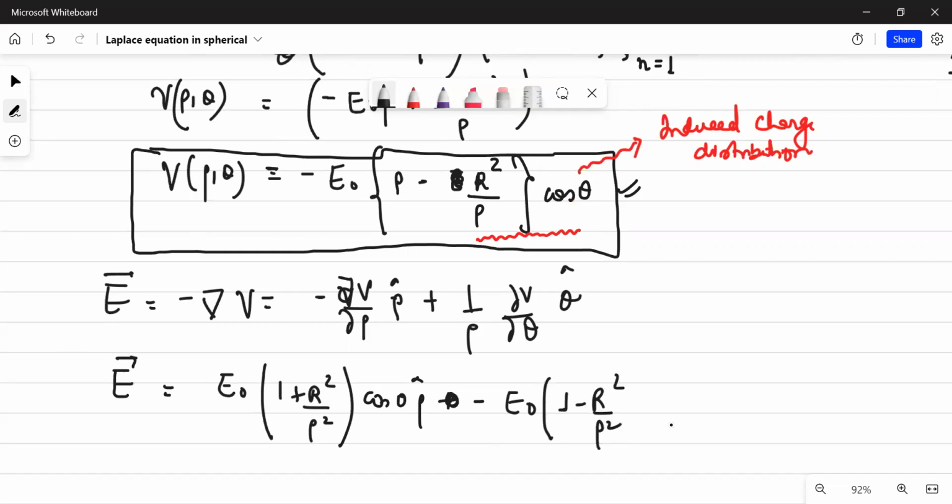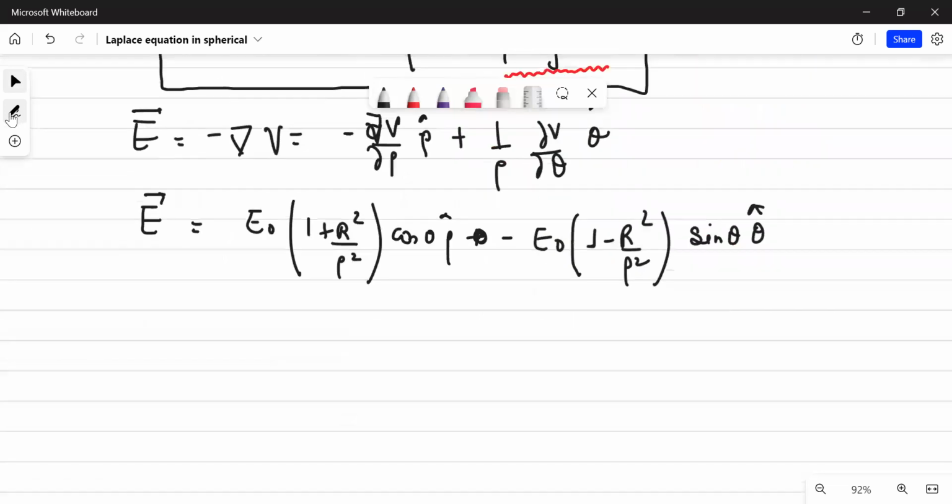Okay, now the most important thing that we need to figure out is what would be the induced charge distribution. So what is the induced charge distribution? I know that on the cylinder, or on a conductor in general, just near the conductor, the normal component of the electric field is given by sigma upon epsilon naught, where sigma is the induced charge distribution. Is that clear? So what is the normal component?